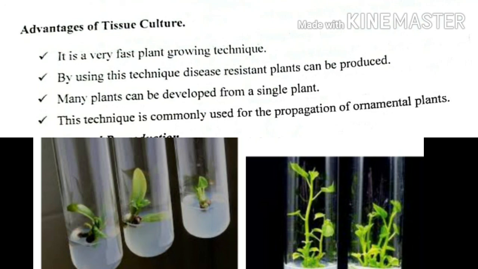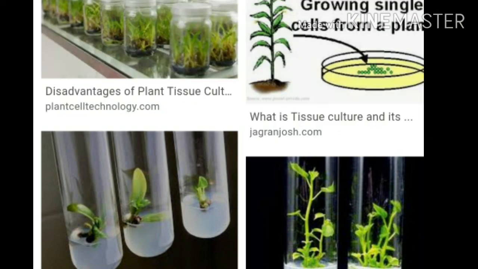First thing, it is a very fast growing technique. Second one, by using this technique, disease resistant plants can be produced. Third advantage is many plants can be developed from a single plant. And the last advantage is this technique is commonly used for the propagation of ornamental plants. So with that, we have come to the end of the asexual means of reproduction. So far we have come to study 7 types of asexual reproduction methods.